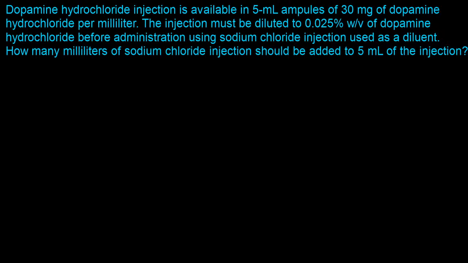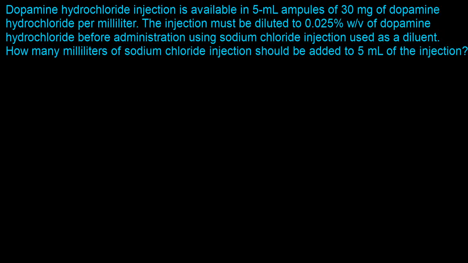All right, so here the question says you have dopamine hydrochloride injection, which is available in 5 milliliter ampules of 30 milligrams of dopamine hydrochloride per milliliter. The injection must be diluted to 0.025% weight by volume of dopamine hydrochloride before administration using sodium chloride injection as a diluent. How many milliliters of sodium chloride injection should be added to 5 milliliters of the injection?